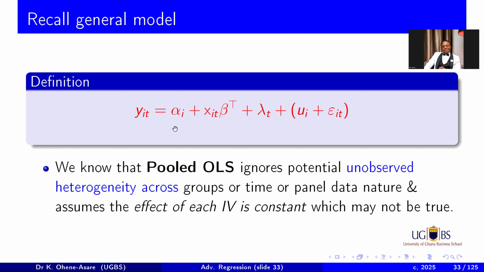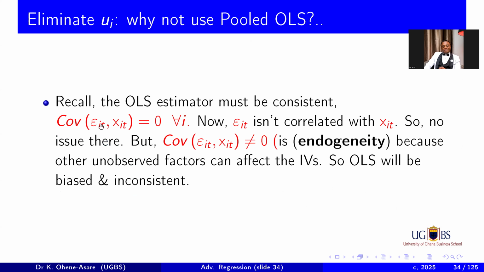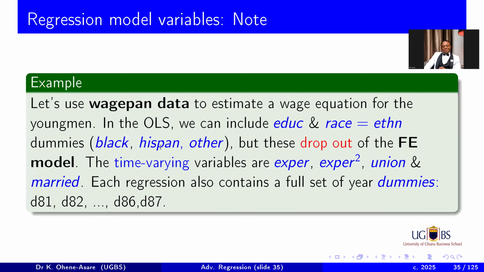So if you have this general model and we are dealing with pool, remember that the OLS estimator must be consistent. The error term is not correlated with this. If it was, we'll have an endogeneity problem. So if you go ahead and use OLS, you're going to have trouble. That's why we don't use that.